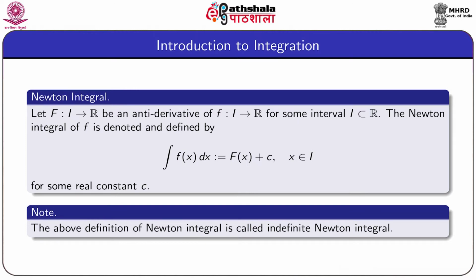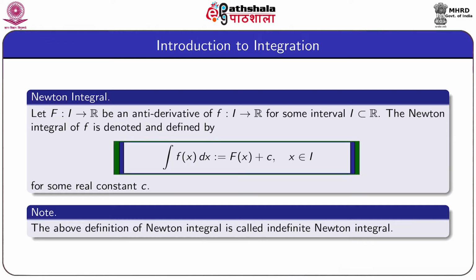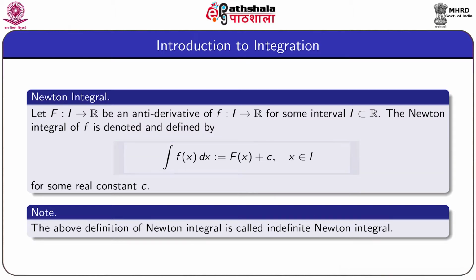Newton integral. Let capital F from I to R be an antiderivative of a function f defined over the same interval I. The Newton integral of small f is denoted and defined by the integral of f(x) dx equals F(x) plus c for every x in I and for some real constant c. The above definition of Newton integral is called the indefinite Newton integral.